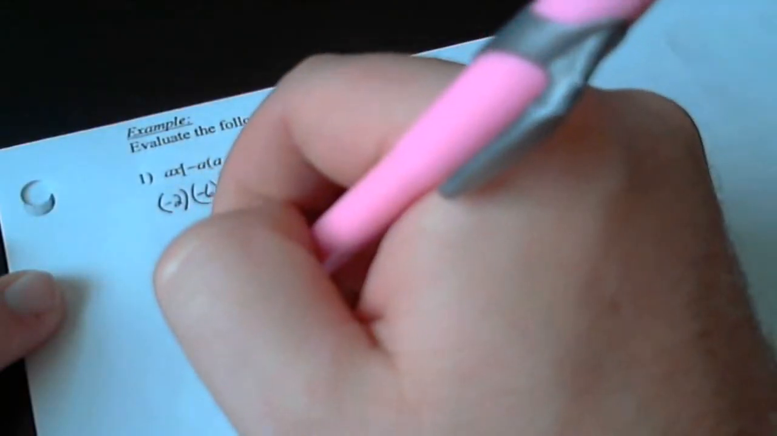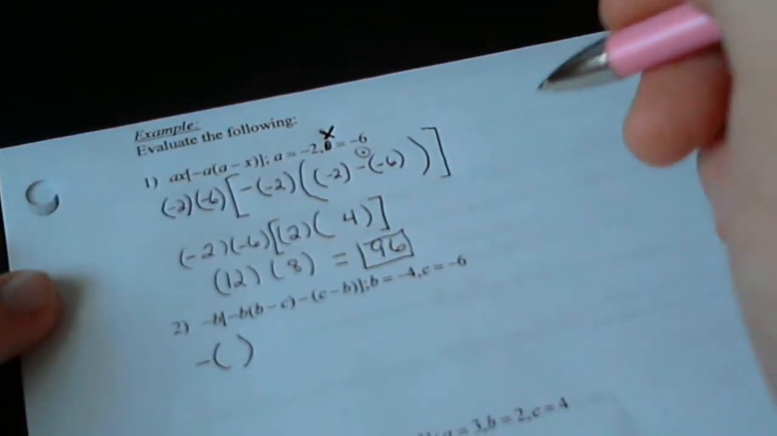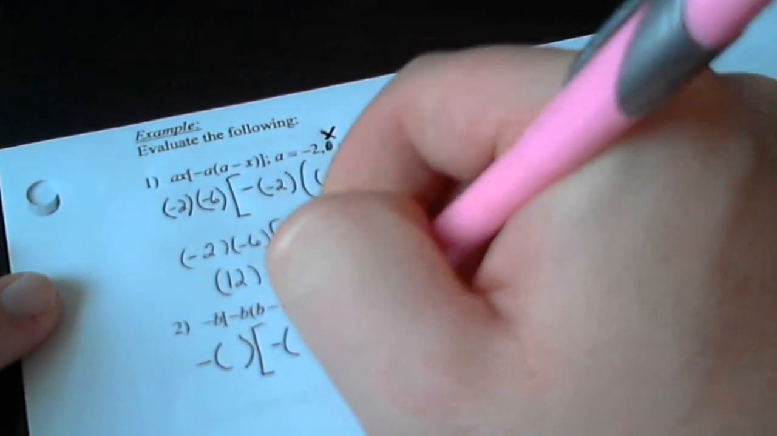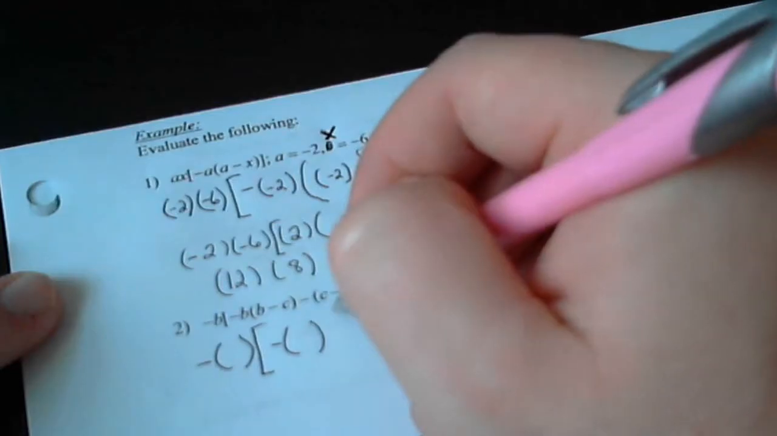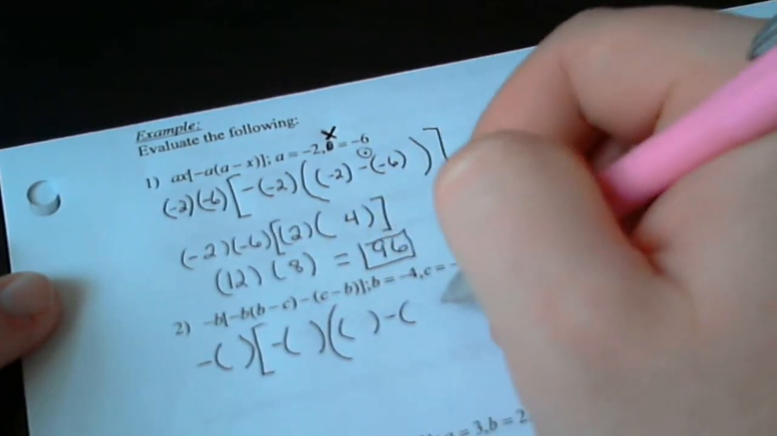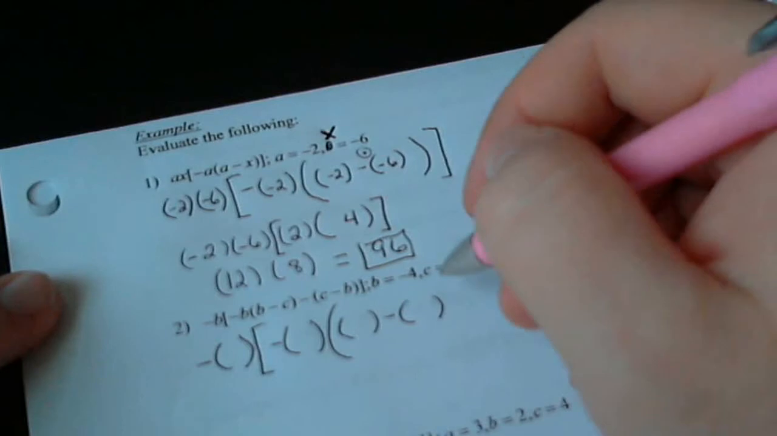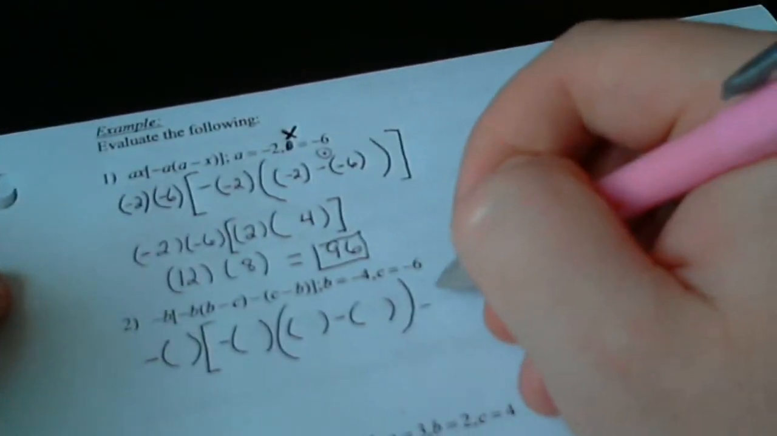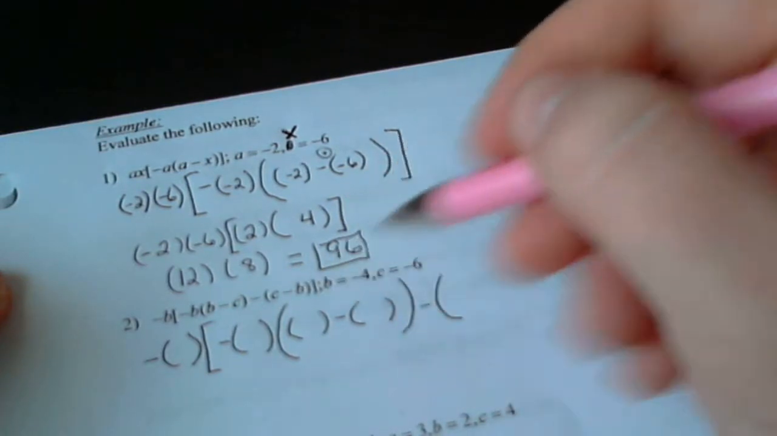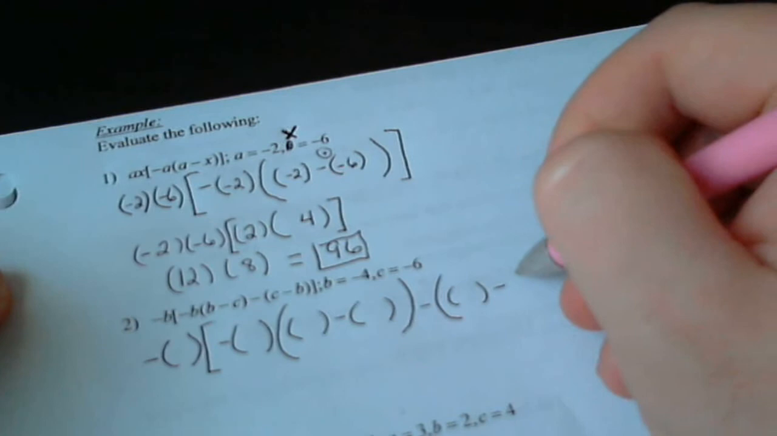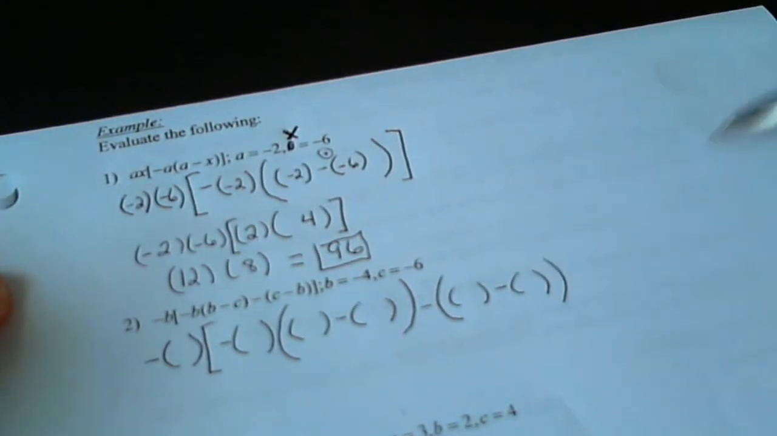The opposite of B, remember, start the parentheses, leave them empty for your B. Start bracket. The opposite of B, again, start big parentheses. Here's my B, minus, here's my C. Close parenthesis, minus, start parenthesis again for this set here, C minus B. Close parenthesis.